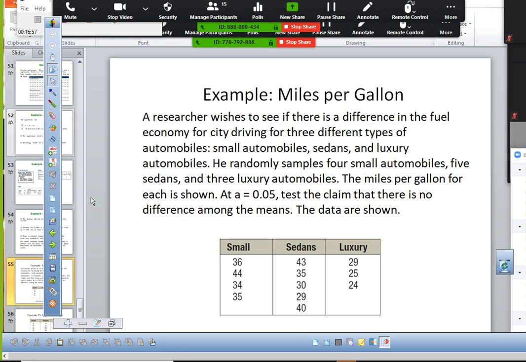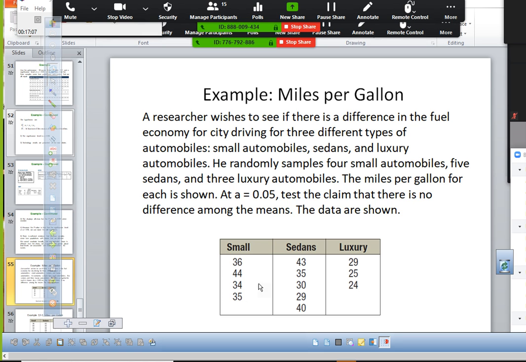Miles per gallon. So someone samples automobiles. Rizzo, why don't you read this one? Go ahead. A researcher wishes to see if there is a difference in the fuel economy for city driving for three different types of automobiles, small automobiles, sedans, and luxury automobiles. He randomly sampled four small automobiles, five sedans, and three luxury automobiles. The miles per gallon for each is shown at alpha equals 0.05. Test the claim that there is no difference among the means. The data are shown.